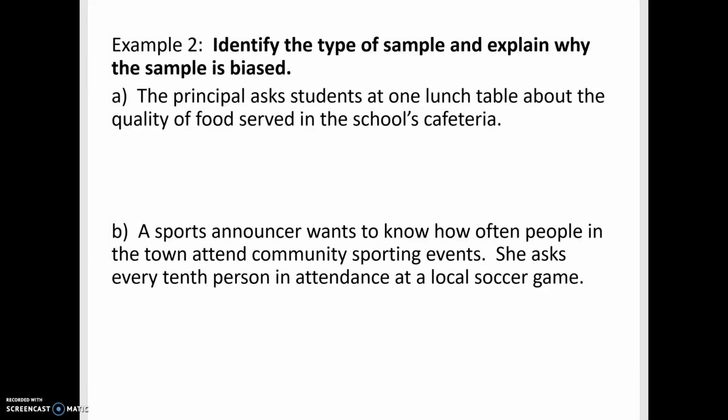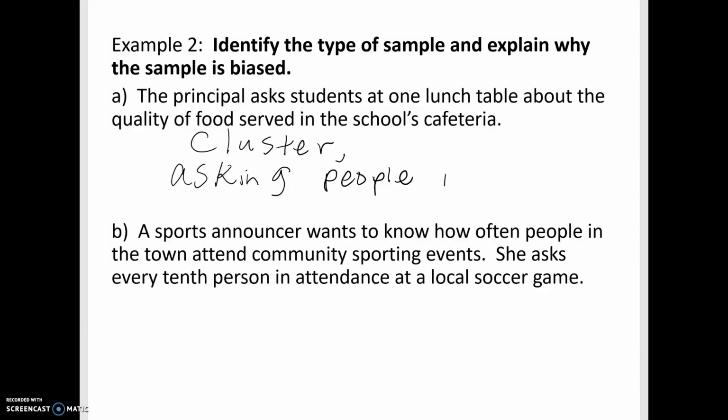So example 2, it says identify the sample and explain why the sample is biased. The first one says a principal asked the students at one lunch table about the quality of food in the school's cafeteria. My type of sample would be a cluster. Little groups would be your cafeteria tables. And this is biased because the people at the table probably don't have different opinions from each other. He's asking people already in the cafeteria, or maybe they're all friends, so they might all have the same opinion.